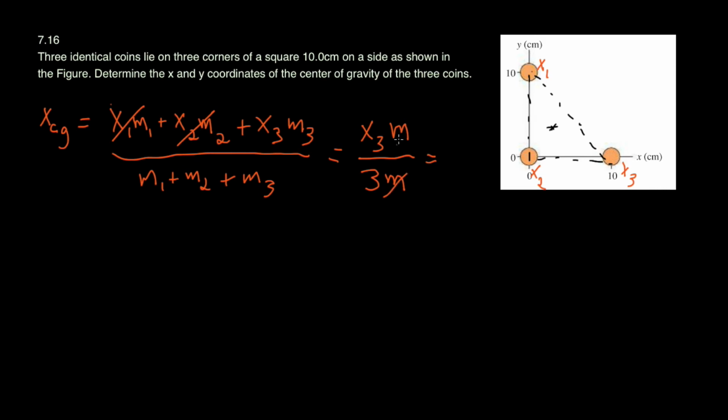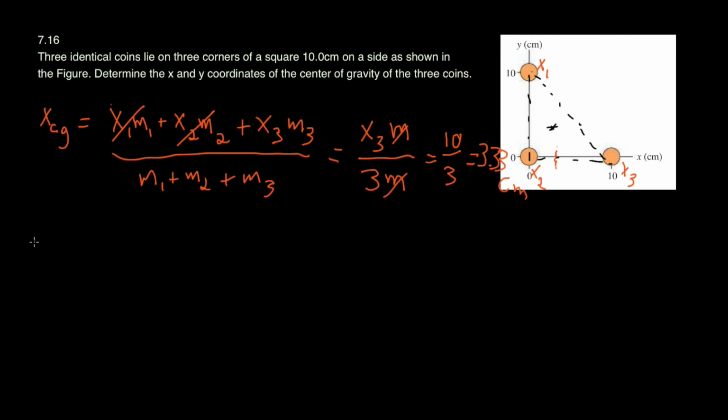And so our m's cancel out, and so we're just left with x3 over 3, and x3 is just going to be 10 over 3, which is going to be equal to 3.33 centimeters. So we found our x center of mass. It's going to be right around 3.33, or a third over, so it's going to be right here.